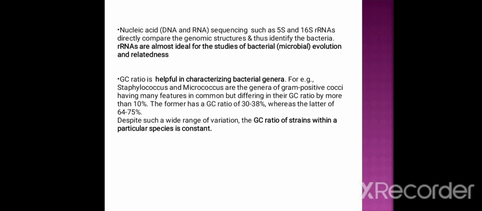Although the GC ratio is helpful in characterizing the bacterial genera, the GC ratio of strains within a particular species is constant. So it cannot differentiate between the strains within a particular species.